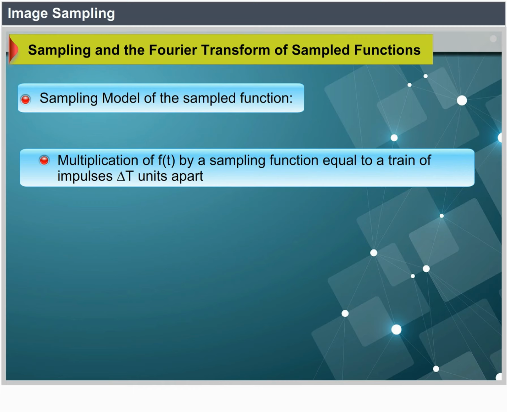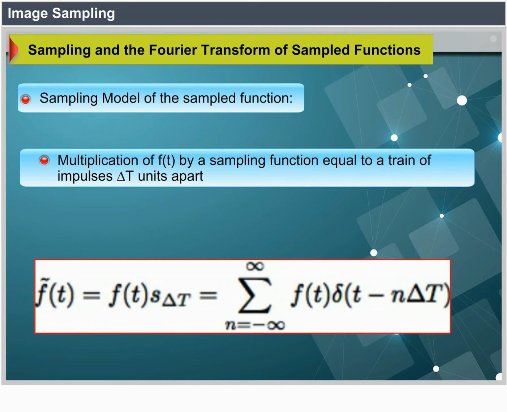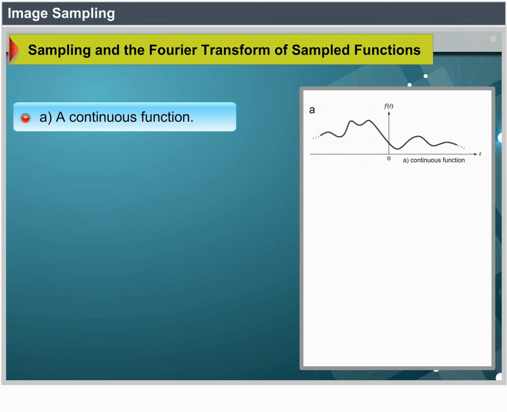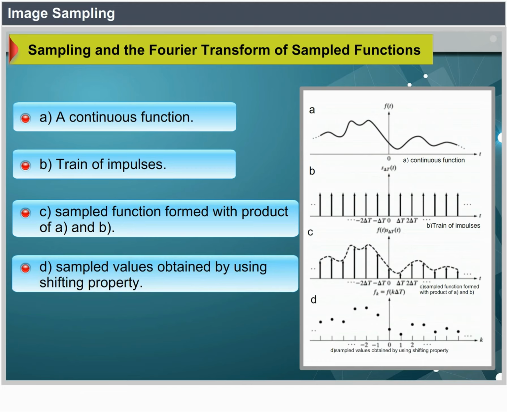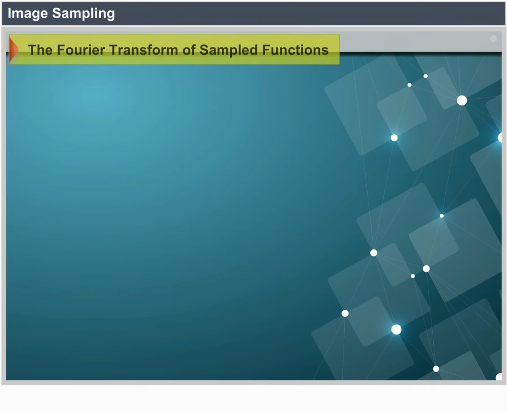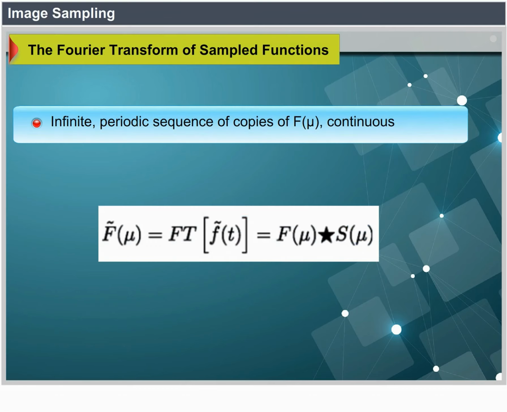The Fourier transform of sampled functions is an infinite periodic sequence of copies of F(μ), the continuous transform. The separation between copies is determined by 1/Δt, also shown on screen. The sampling theorem. In the figure, A is the Fourier transform of a band-limited signal. B to D are transforms of the corresponding sampled function under the conditions of oversampling, critical sampling, and undersampling, respectively.